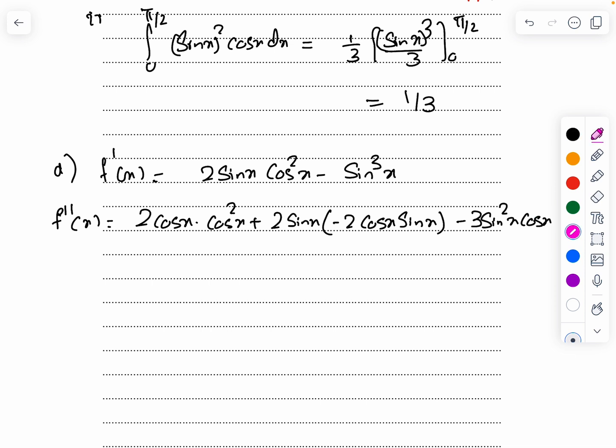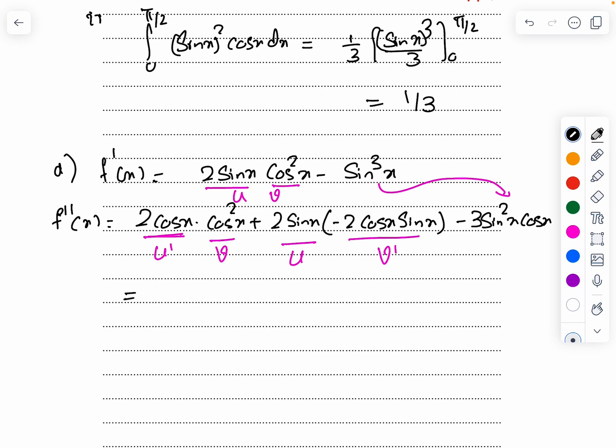What is all this? This is uv. So what am I going to do? This is u and this is u prime, and this is v. This is v prime, and this is u, and its derivative is this one by chain rule. uv prime plus vu prime.